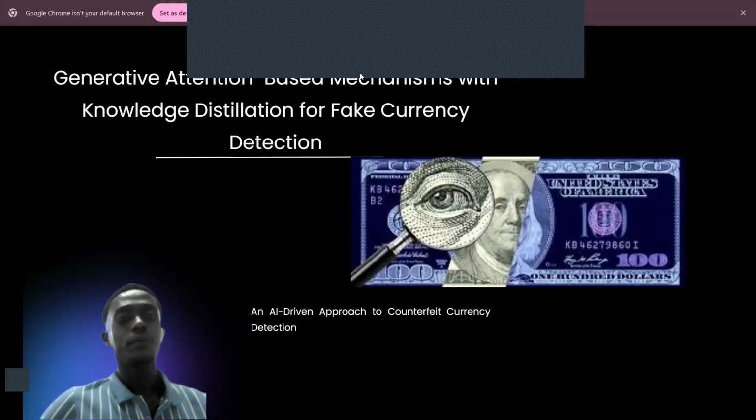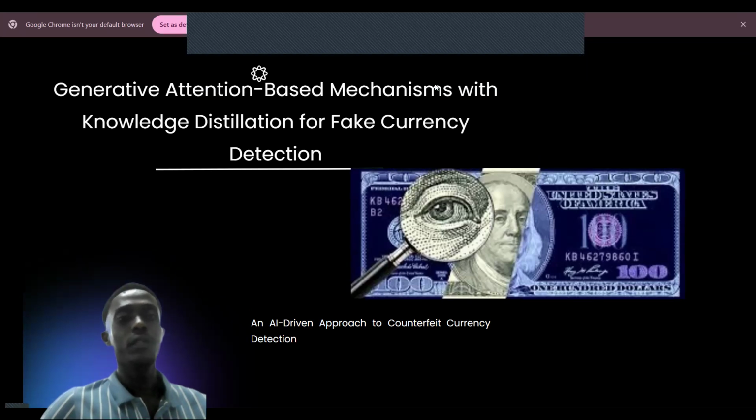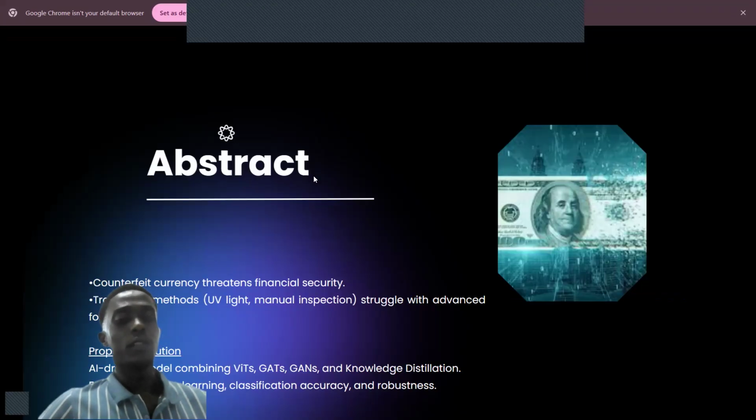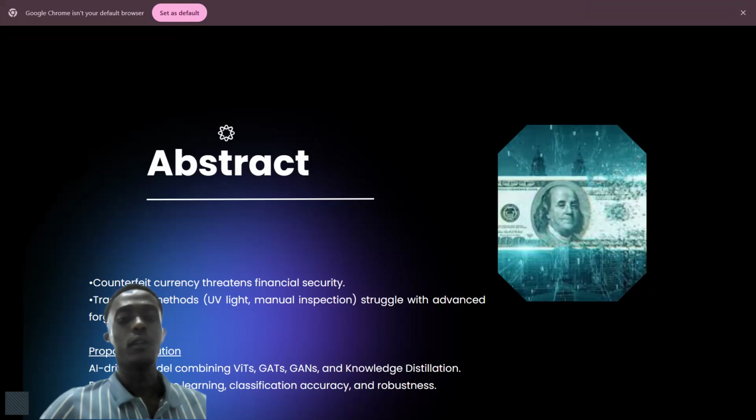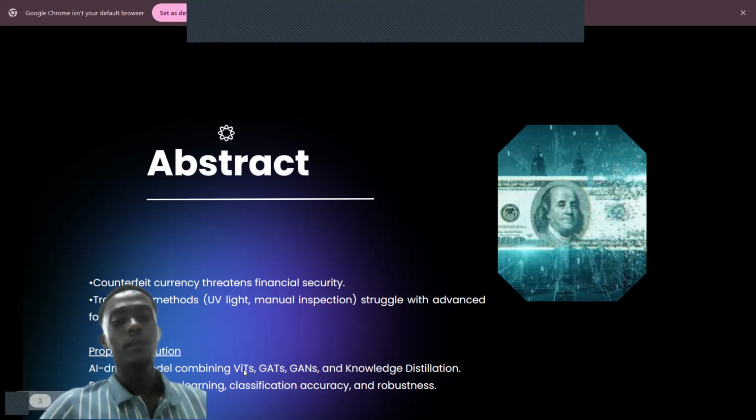We are doing generative attention-based mechanisms with knowledge distillation for fake currency detection. For the abstract, we realize that counterfeit currency threatens financial security. Traditional methods were evolved to detect such fake currency, using UV light and manual inspection, but this has led to struggles with advanced forgeries. The proposed solution is an AI-driven model combining vision transformers, GANs, and knowledge distillation to enhance feature learning, classification accuracy, and robustness.